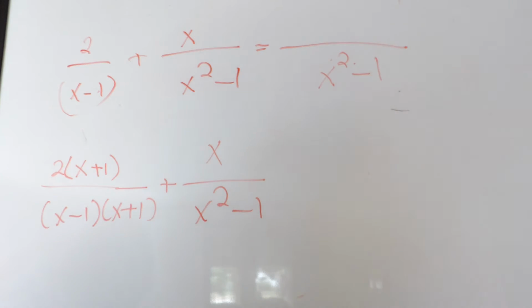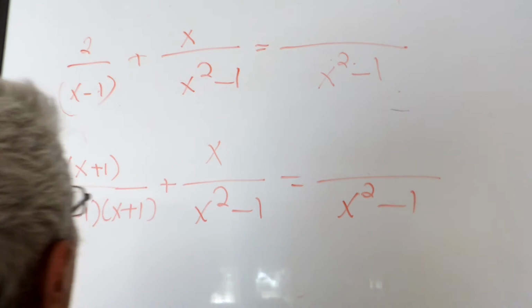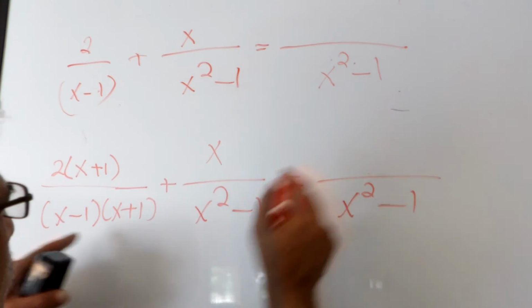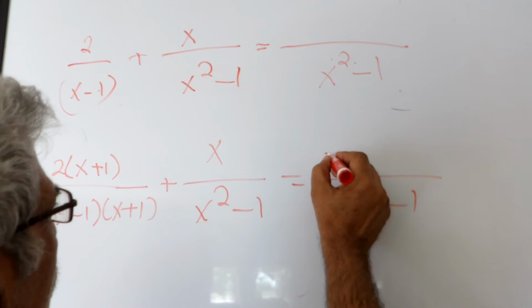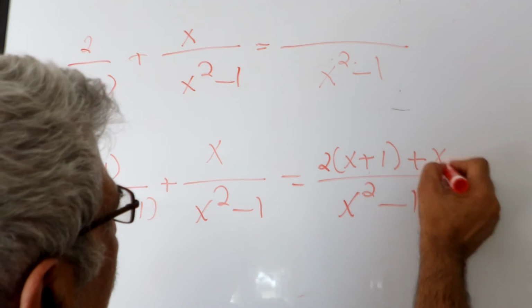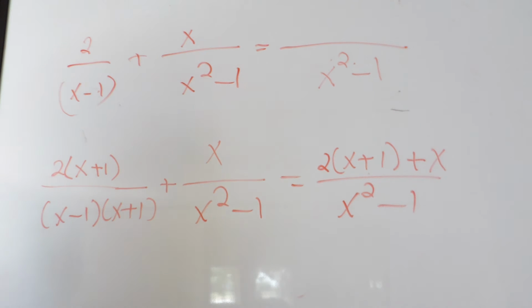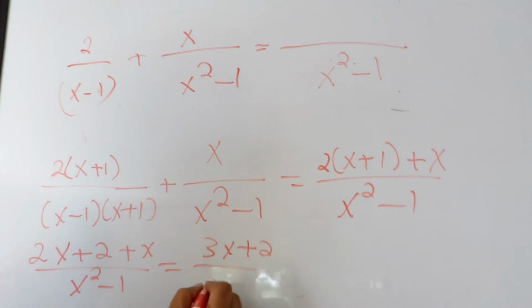We change this one, we just multiply this one, so we have a common denominator. We have x squared minus 1, and then we have both common denominator. We add these numerators together. So it's going to be 2x plus 2 plus x, over x squared minus 1. Is it going to be 3x plus 2 over x squared minus 1? Okay.